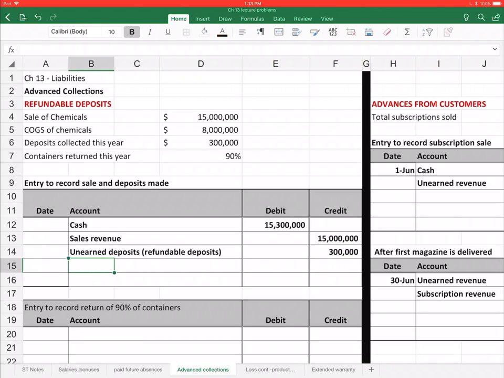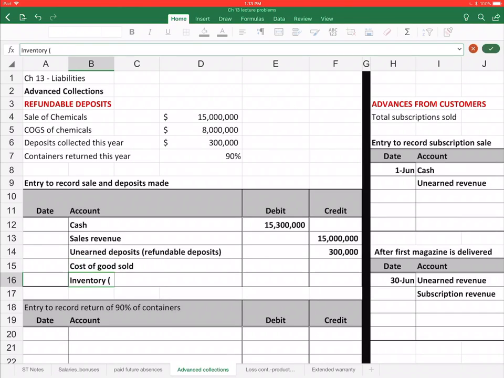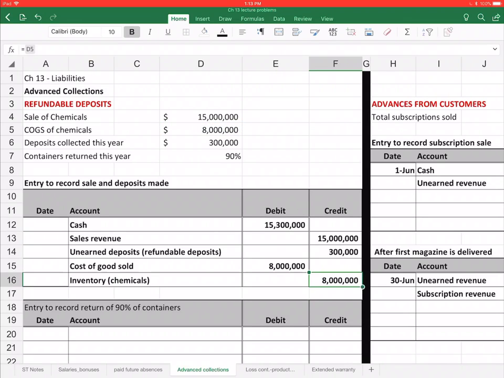And then the last part of this is we need to debit cost of goods sold, and we need to credit inventory for the chemicals that we sold to that customer. So the cost of goods sold, $8 million. The credit to inventory, we're decreasing our inventory account by $8 million.